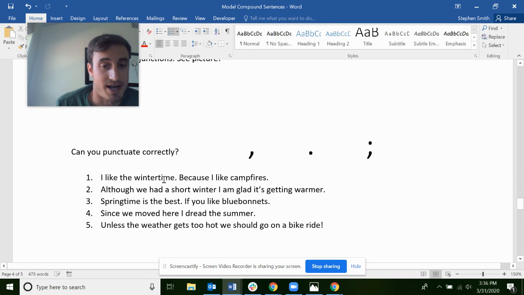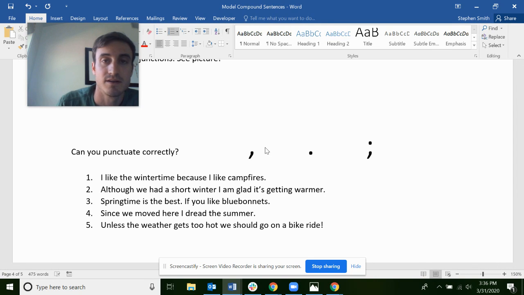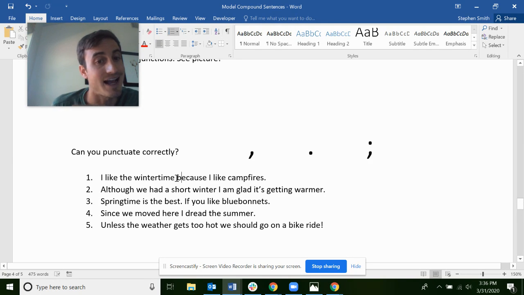I like the winter time because I like campfires. Okay, so here's my main clause. I like the winter time. Now we need to make this one complete sentence because I like campfires. Now, because the subordinate clause is last, I do not need a comma here.